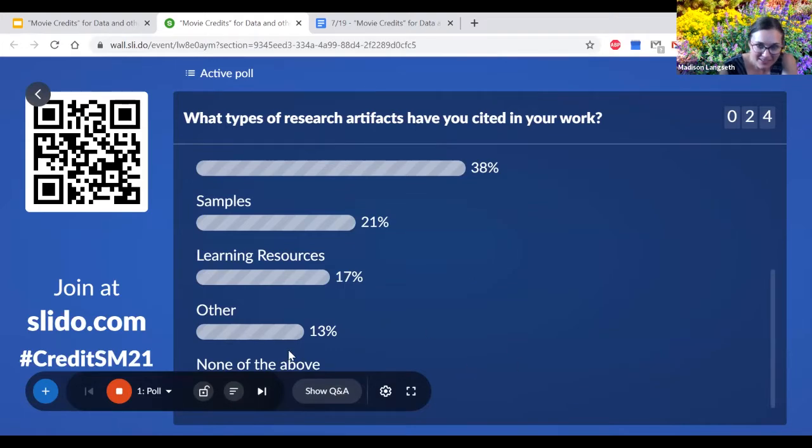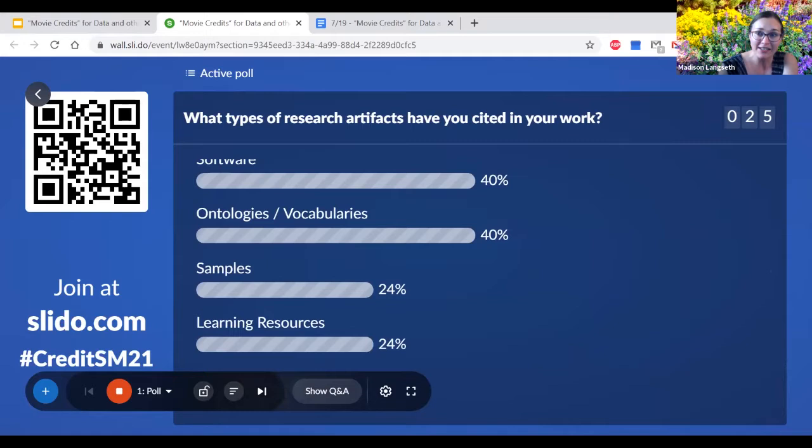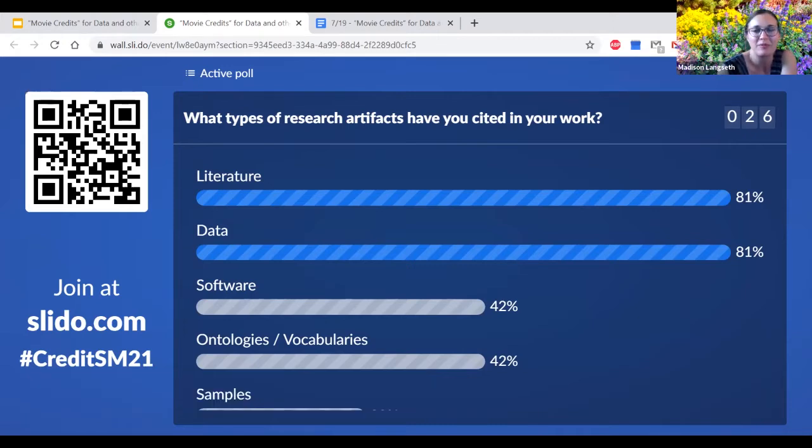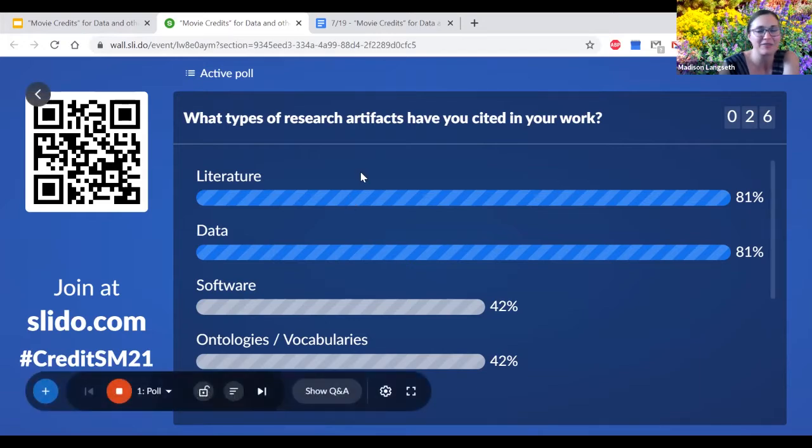And let's see, I can't see what the results are for none of the above, but it looks like it's very small, if anything. And so it looks like most of us have cited something in our work, which is great, because we are going to be talking about citation, so you'll already have a head start in understanding what the major concept here is: it's important to cite work for a number of different reasons that Mark is going to go into.